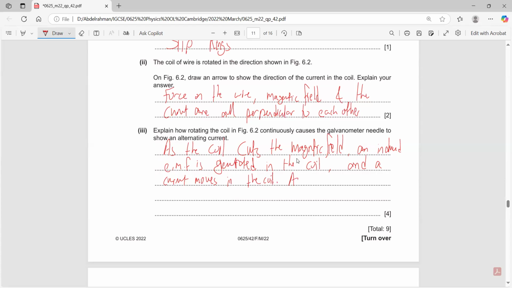As the coil cuts in the opposite direction, the current is generated or moves in the opposite direction, or is reversed. Okay, so far so good.